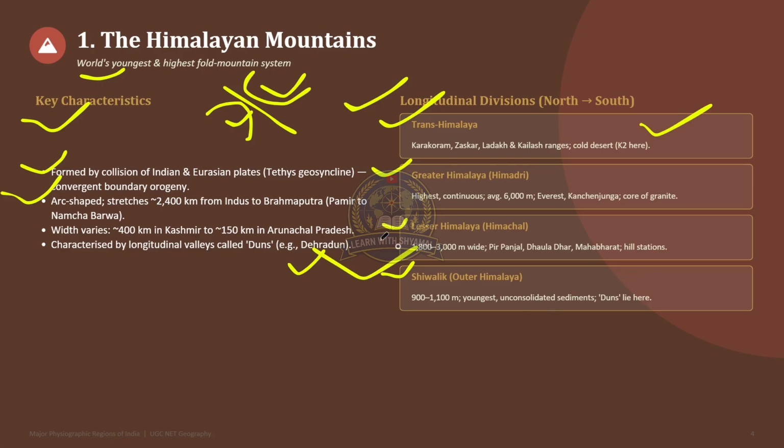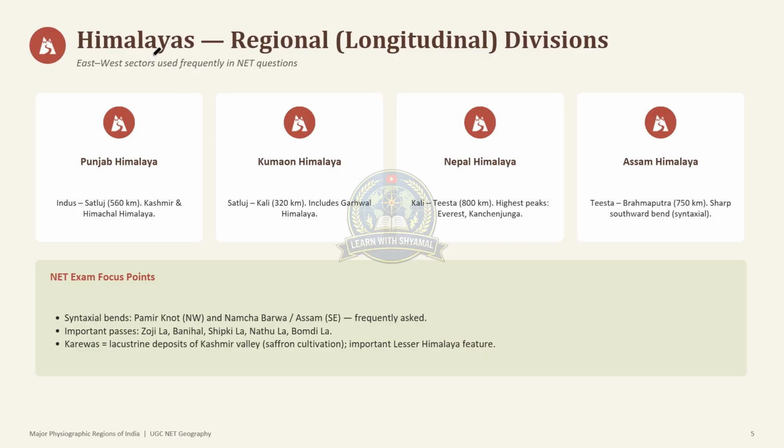Like Dehradun. Then Himalayas regional and longitudinal divisions, the east-west sector, used frequently in NET questions. Punjab Himalaya includes Indus to Sutlej, 560 km, Kashmir and Himachal Himalaya. Then Kumaon Himalaya, Sutlej to Kali, 320 km, includes the Garhwal Himalayan range. Nepal Himalaya, Kali to Tista, 800 km, the highest peaks Everest and Kanchenjunga are situated here. And Assam Himalaya or Northeast Himalaya, Tista to Brahmaputra, 750 km, with the sharp southward bend of the Brahmaputra, syntaxial.